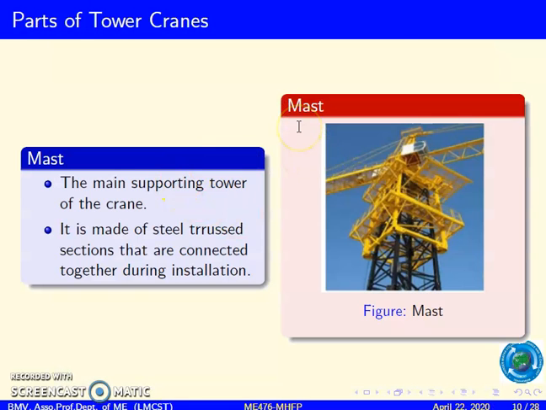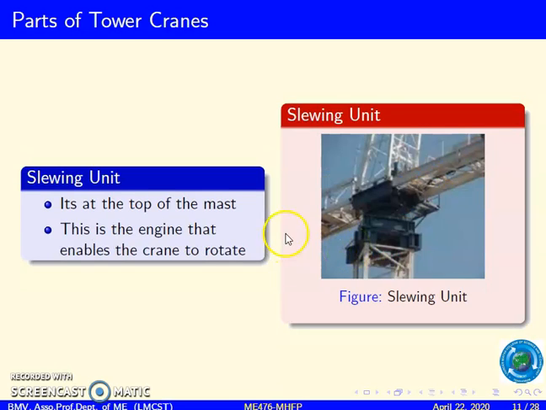Now the mast is connected to the base, and it is a supporting structure that gives the crane its height. It is made of steel trussed sections that are connected together during installation. Now we have the slewing unit. The slewing unit consists of a gear and motor attached to the top of the mast, allowing the crane to rotate along its axis.